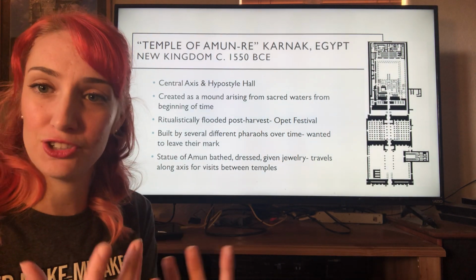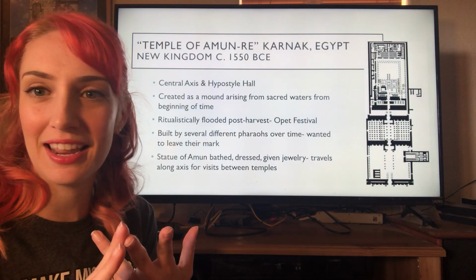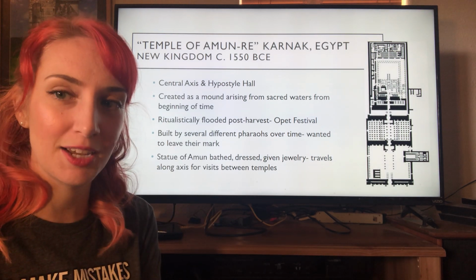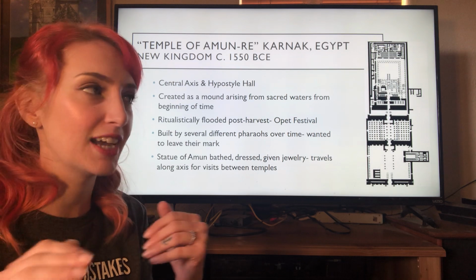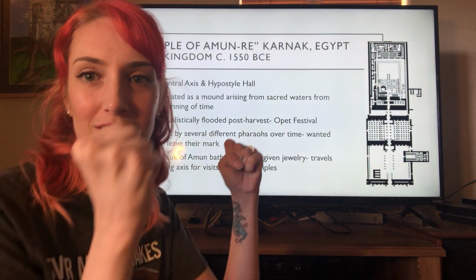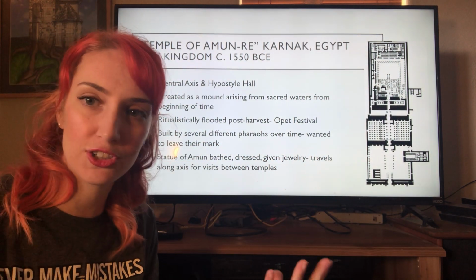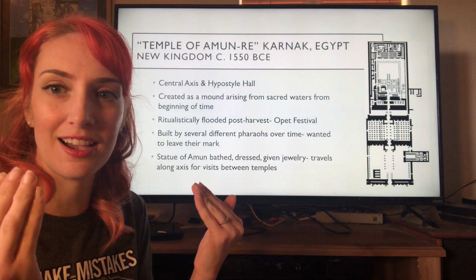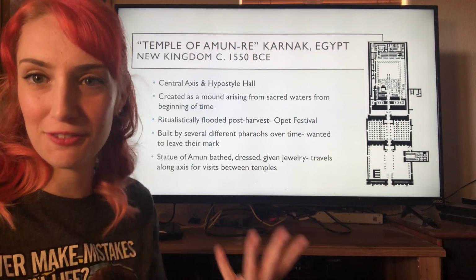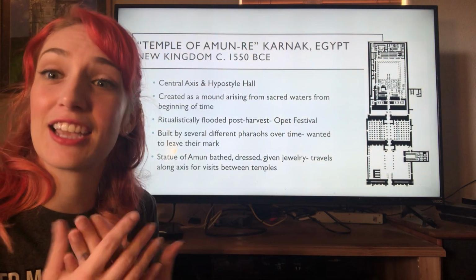The gods' statues themselves, like Amun and others, would be dressed, bathed, fed, given jewelry, and paraded between several of the temples. If you remember from a video from a long time ago, they'd make that bed of straw and papyrus and travel along some of the edges of the Nile River and along the axis between Luxor and Karnak. And so the gods would come and visit these temples, and it would be this great way for the pharaoh to come into contact with the deity that they are connected with.